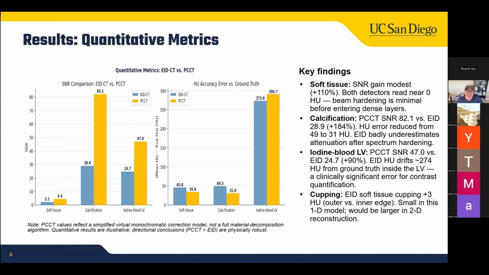And the difference becomes dramatic at the calcification. The photon counting CT signal-to-noise ratio reaches 82.1 against the energy integrating detector's 28.9, which is a 184% improvement. On the error side, the energy integrating detector deviates 49 Hounsfield units from the ground truth, while the photon counting CT reduces this to 31 Hounsfield units. This happens because the calcification layers harden the beam as the ray passes through, shifting the effective spectrum and causing the energy integrating detector to misestimate the local attenuation coefficient. The photon counting CT's beam hardening correction compensates for this shift.